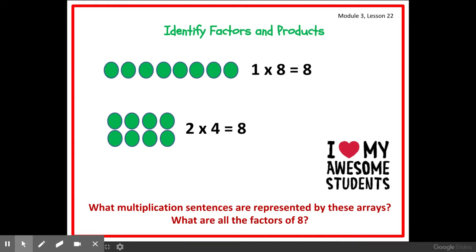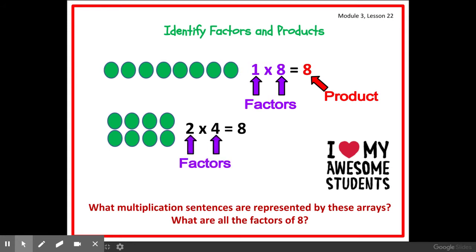So let's talk about the word product and also the word factor. So you'll notice in the first array that we have 1 times 8, and those make 8. So in this example, the numbers 1 and 8 are factors of the product 8. So 8 is like the answer to a multiplication sentence. We call that the product. And the factors are what you multiply by each other to get that product. So let's look at the second example. Our two factors in this one, 2 times 4 equals 8. Our factors would be 2 and 4. And our product, again, is 8.